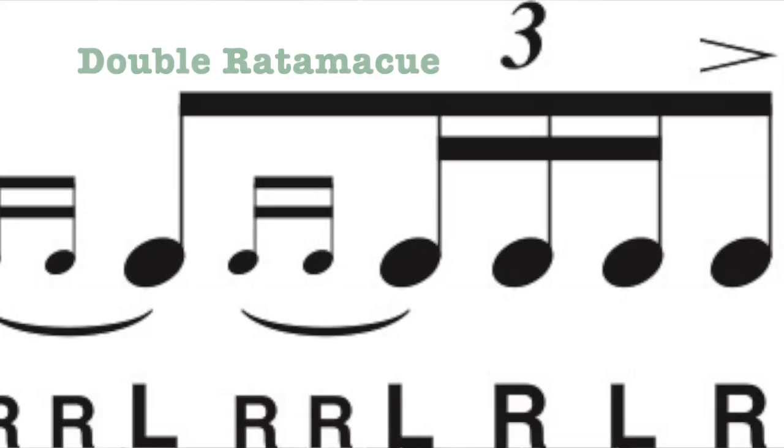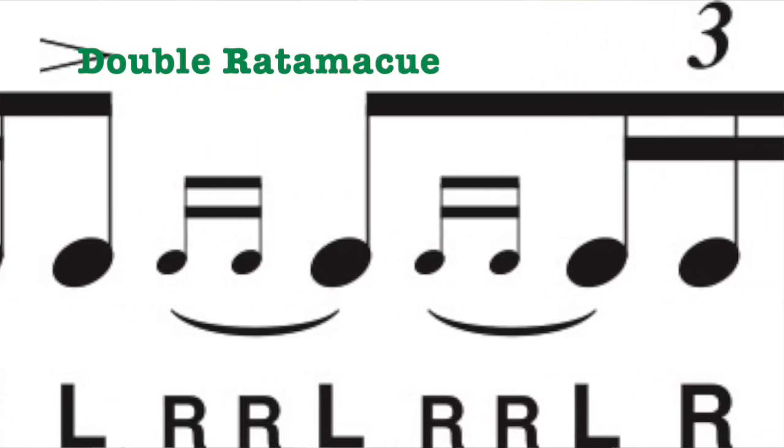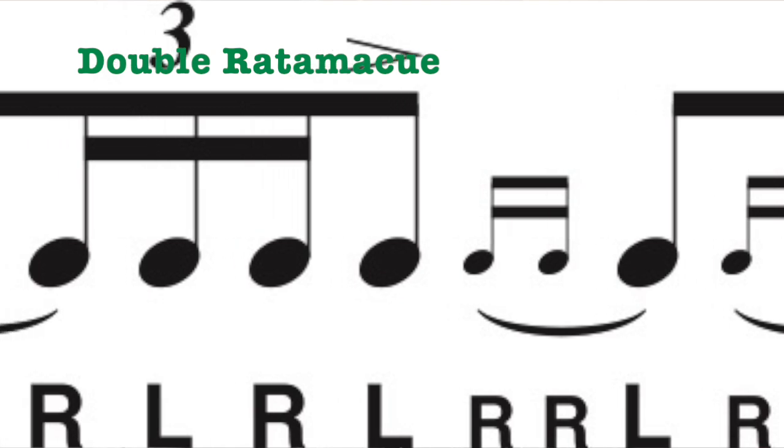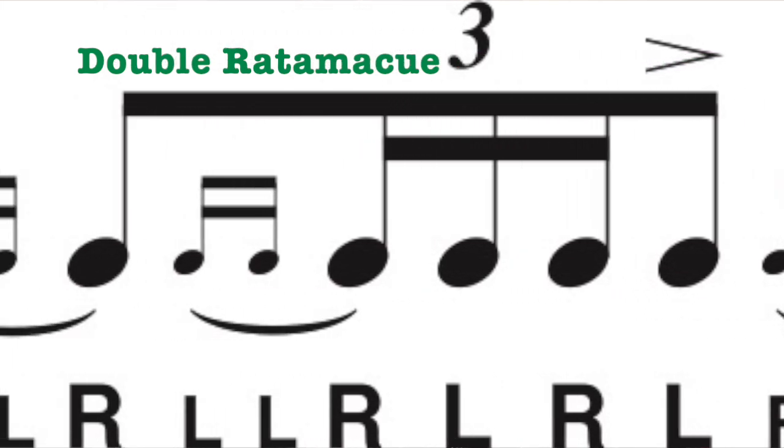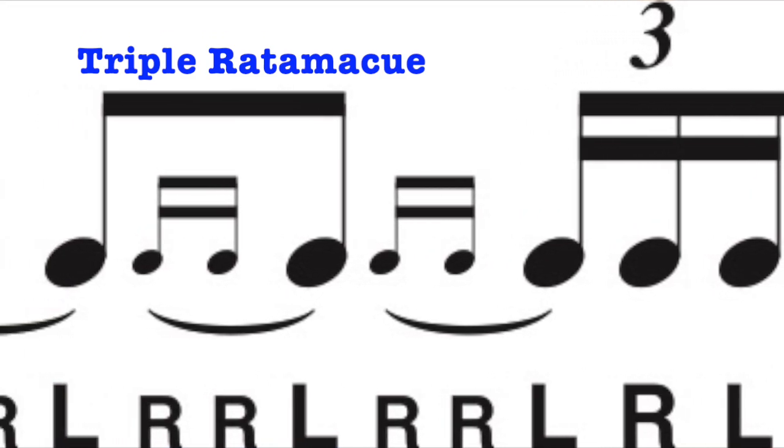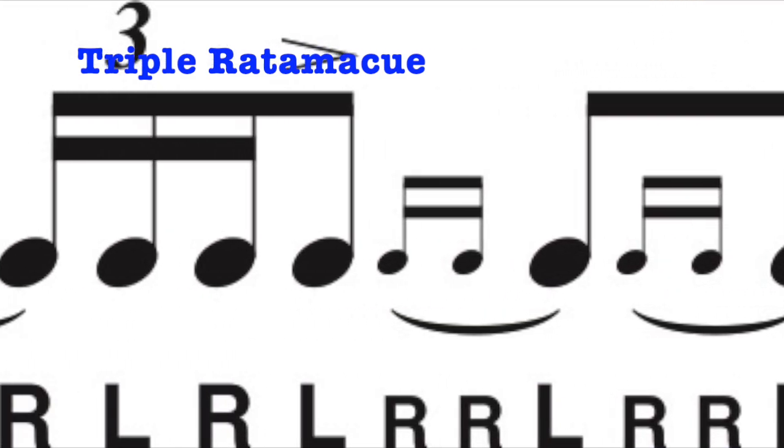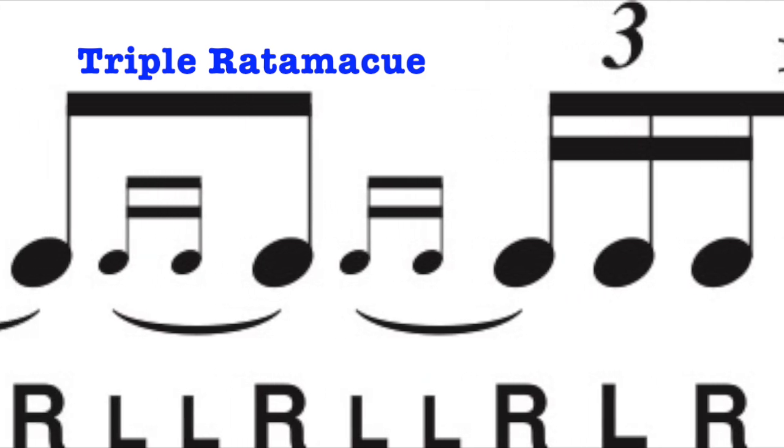Then you have the double Ratamacue, which you just add one more note in front, so you're going to have 2 drags. Now the double Ratamacue doesn't sound like its name, it's just the Ratamacue part. Triple Ratamacue adds 2 notes, so basically you have 3 drags in a row.